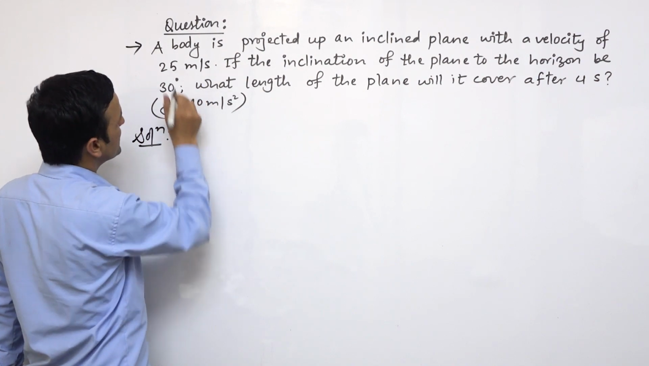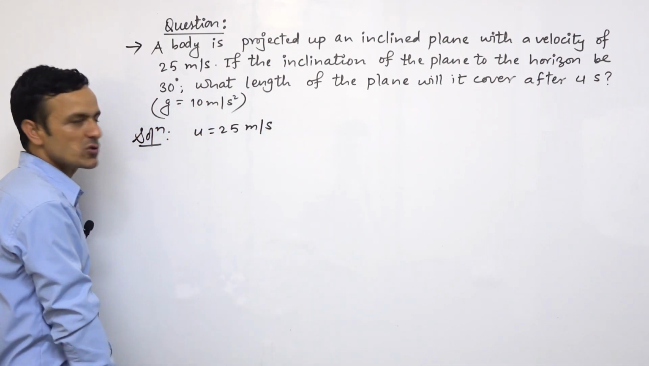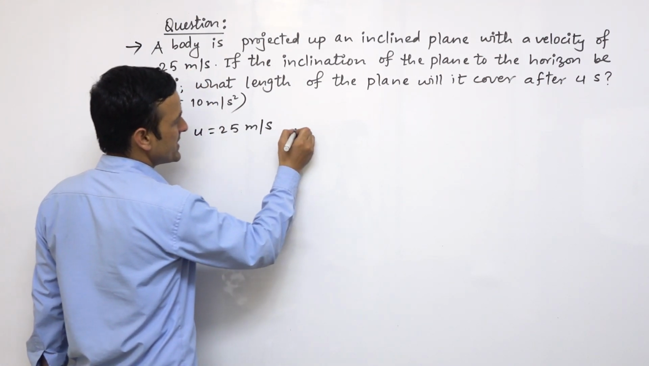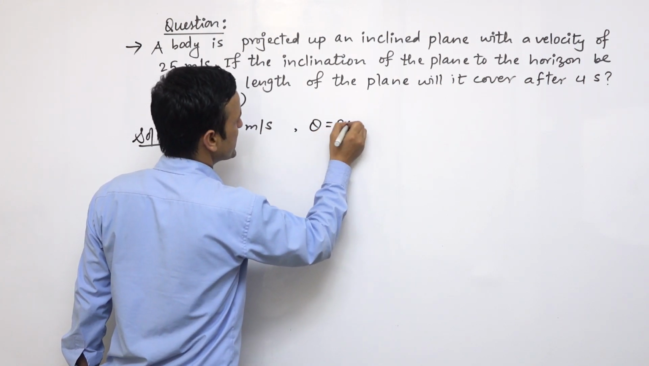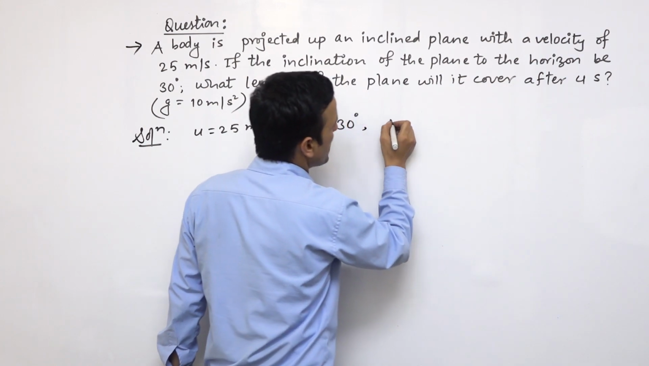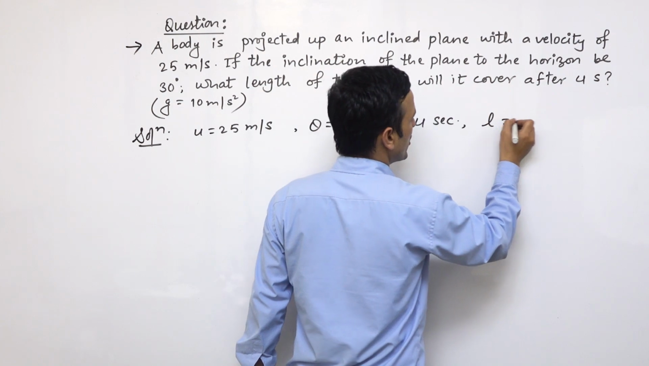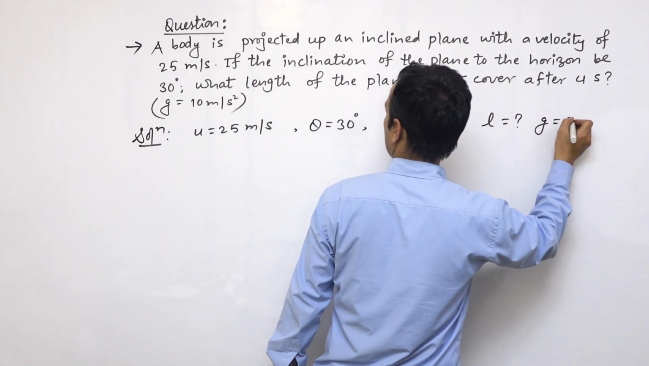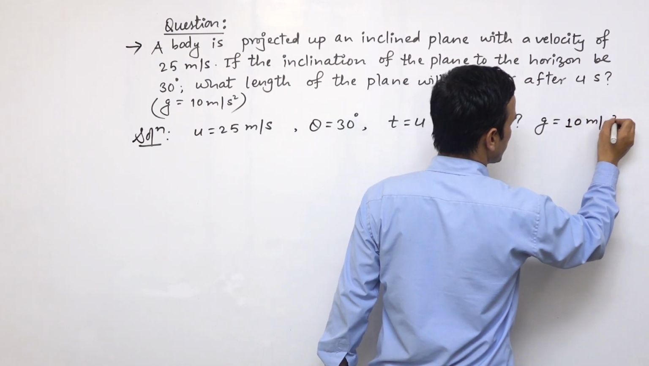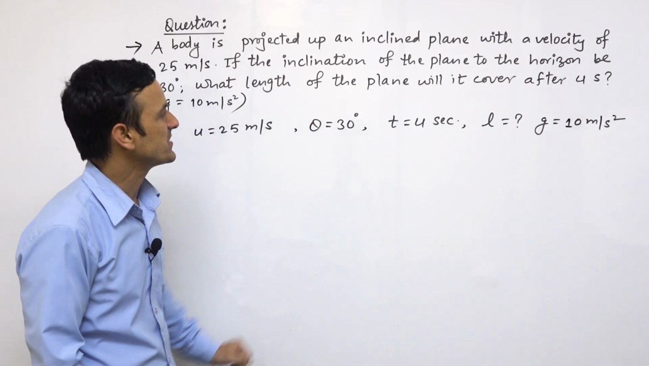Now let's write initial velocity u means 25 meter per second. So it is provided in the question. And the angle of inclination means it is theta, and theta is 30 degree. And what length of the plane will it cover after 4 seconds means t is 4 seconds. And the length is equal to what? And the g is equal to, no, it is 10 given. So write down 10 meter per second square. So these are the provided information given by the question.